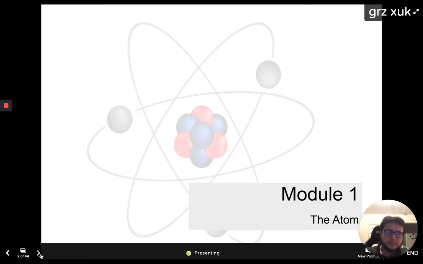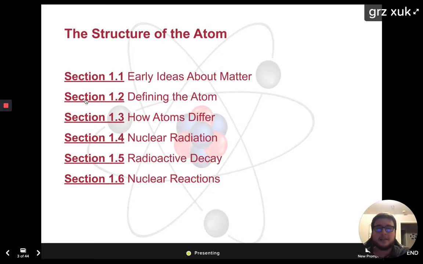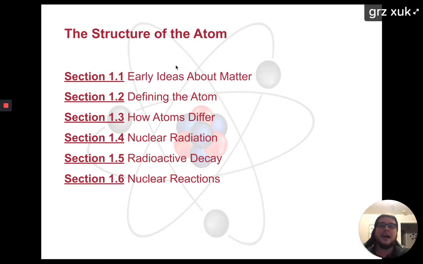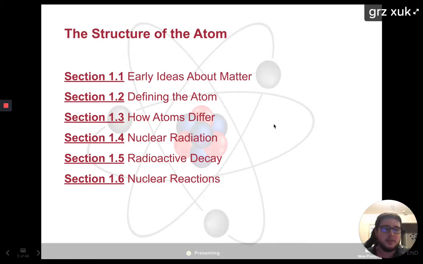Alrighty. So we are still in Module 1, still talking about the atom. Today we're going over section 1.2, which is defining the atom. In yesterday's lesson we talked about early ideas: who came up with the first idea of the atom, and how much time passed before it was able to be expanded upon. We talked about Democritus and John Dalton and his atomic theory. If you forgot that, go back and review those notes from yesterday.